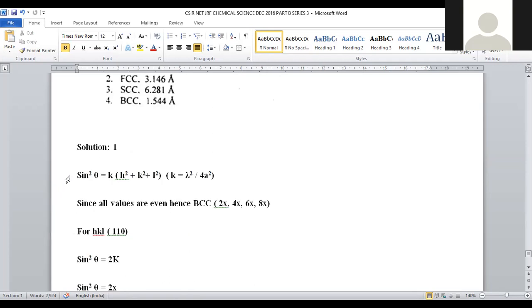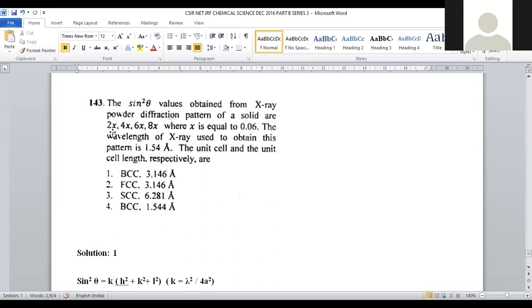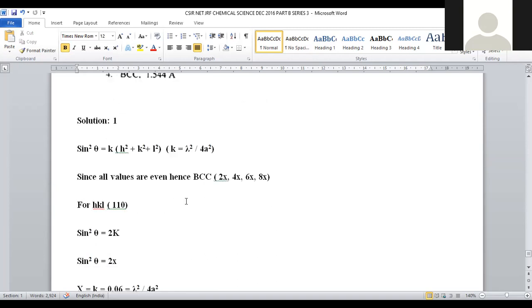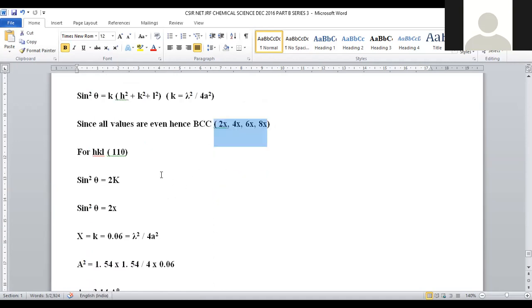For that purpose, sine square theta is given by k into h square plus k square plus l square. These h, k, l are called Miller indices, which are provided for the given framework. You can observe that all the values provided are even: 2, 4, 6, 8 are all even in nature. Hence the maximum probability is BCC, being all the values are even numbered.